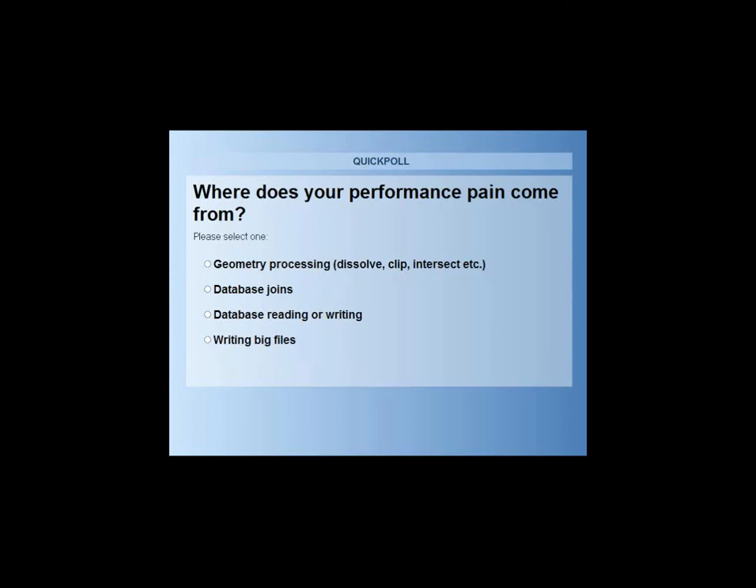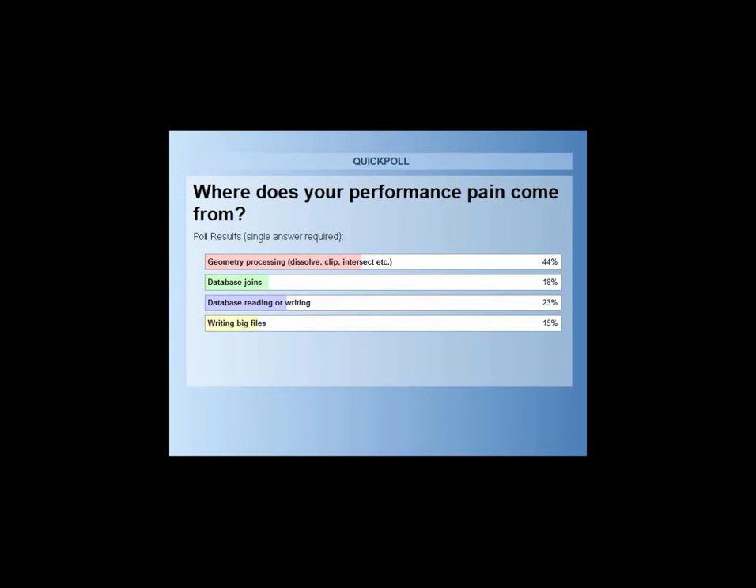44% geometry processing. So geometry is a big one, but the other three, database joins, database reading, writing, and writing big files, are all significant as well. But that is interesting. We've done a lot of work there, and Dale's going to be talking about some of the geometry stuff that we've done around multiprocessing when we get to Dale's time at the end.